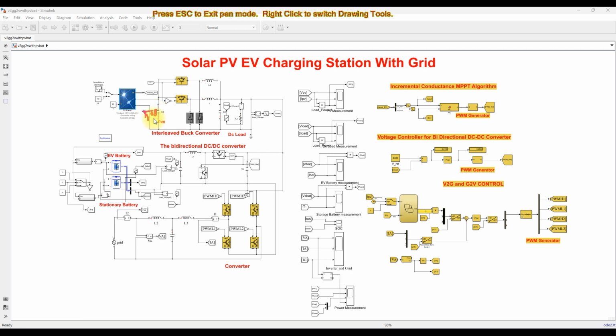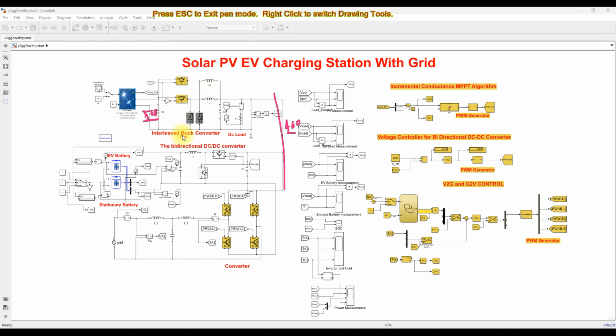So this voltage should be stepped down to 400 volts, because we are going to maintain the DC bus voltage at 400 volts. This 500 volts is going to be stepped down to 400 volts. For that, we are using an interleaved buck converter.